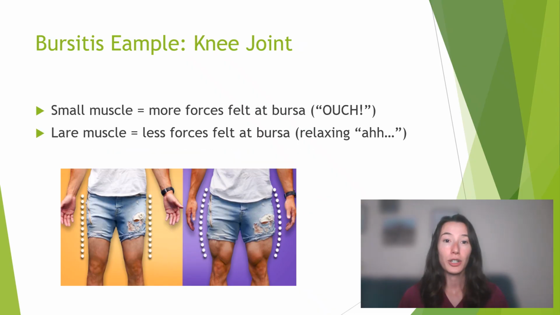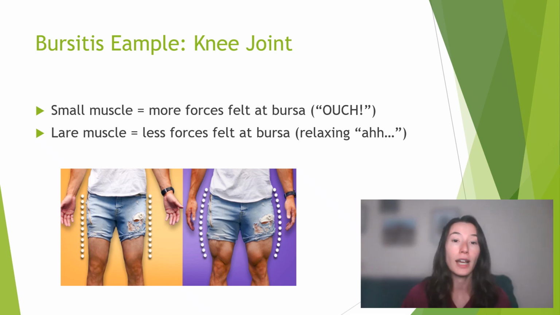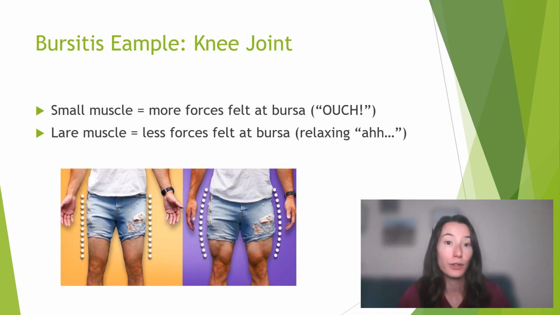Here's the situation. Let's say I've got a small muscle, or really it's a muscle that is not strong enough for the activity that I'm doing, or a muscle that doesn't have enough endurance for the level of activity that I'm doing. Maybe one jump up and down isn't going to make much of a big deal to the bursa, but what if I'm starting to run? I'm training for a 5K. I'm training for a marathon.